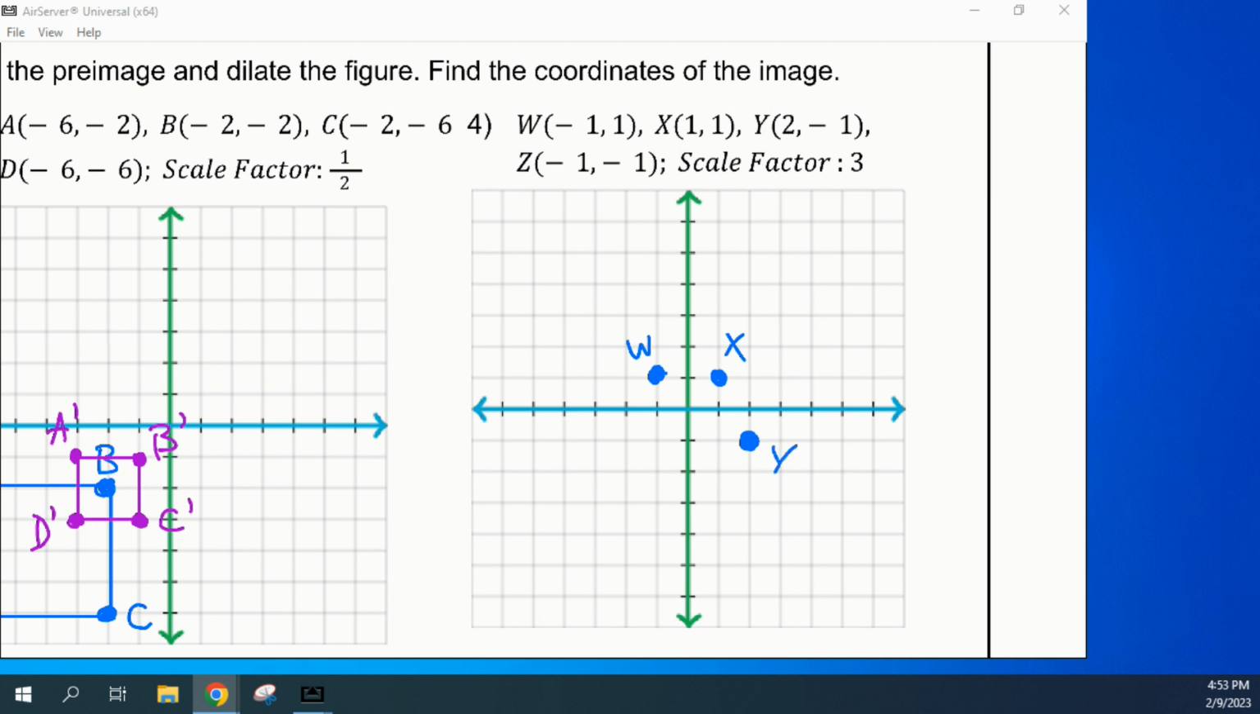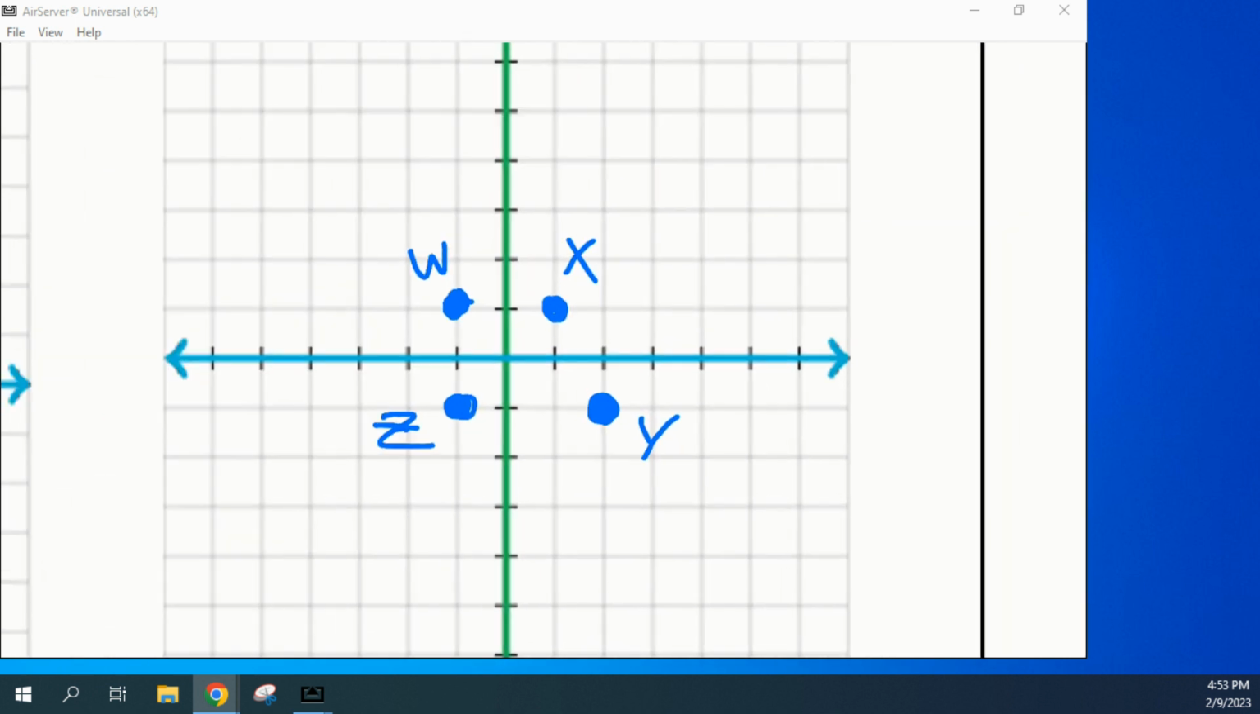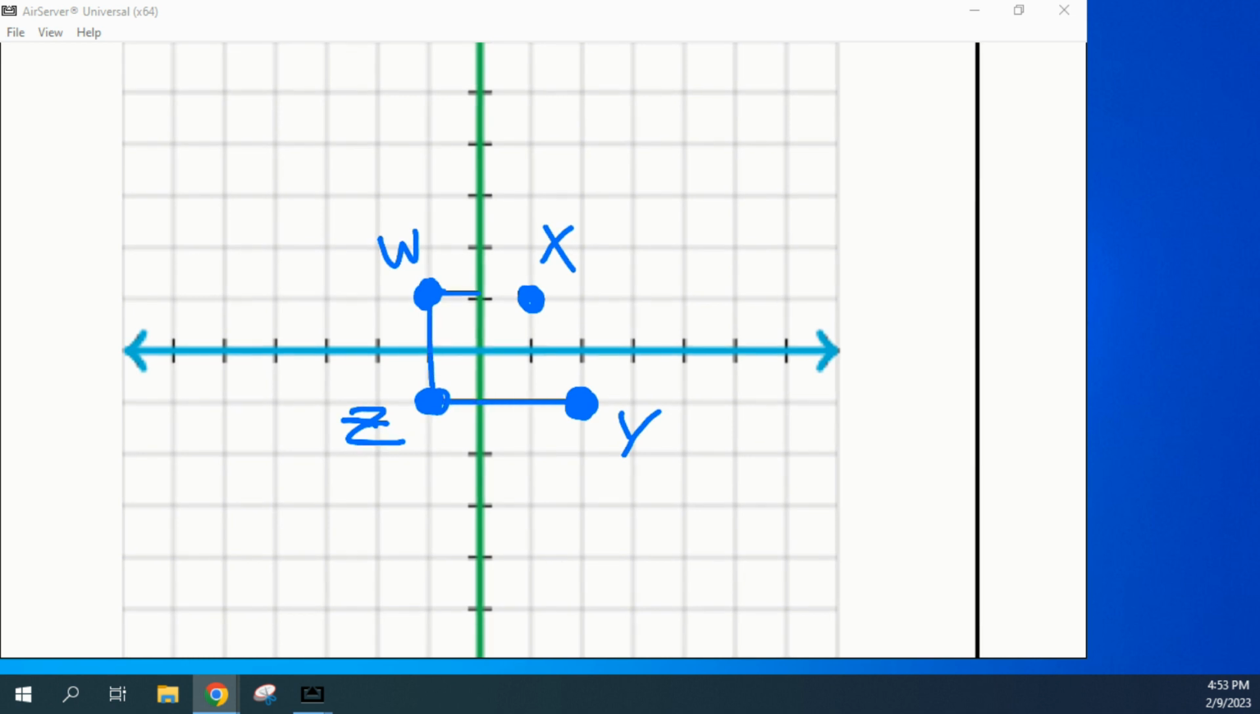Z is -1, -1. So it's down here. So it looks like we got us a bit of a trapezoid. All right. Make sure that you have labeled everything here. Connect your dots. Should form us a nice trapezoid. Or a square, I guess, if you're trying to be fancy like me. That's a trapezoid. There we go.